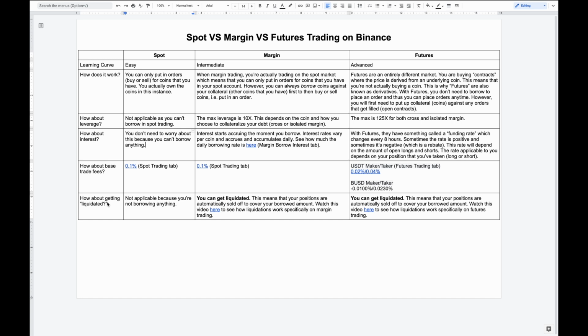Now, the last thing is, how about getting liquidated? Well, for spot, again, it's not applicable because you're not borrowing anything. So all the coins that you have are all yours. Now, in terms of margin, yes, you can get liquidated. And again, this basically means that your positions are automatically sold off to cover your borrowed amount. Now, if you're not exactly sure of how that all works for margin trading, I've actually made a video that you can check out where I explain how getting liquidated on margin trading works.